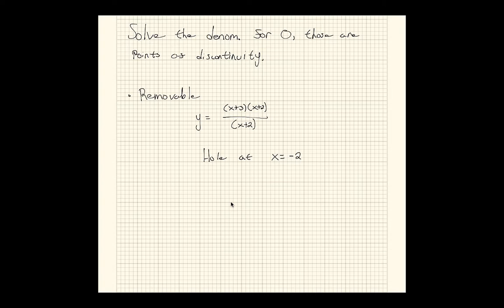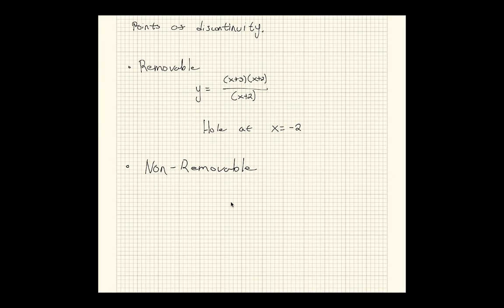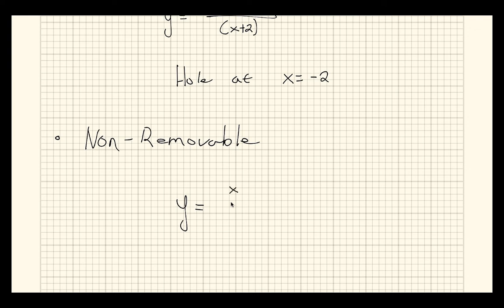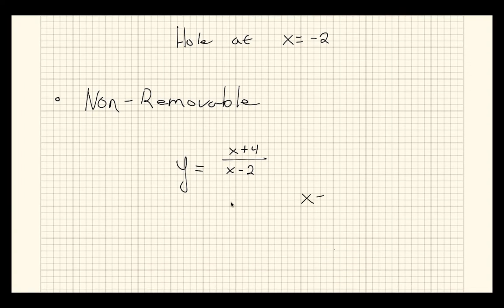However, a non-removable type would be like y equals x plus 4 over x minus 2. If we're trying to figure out where my points of discontinuity are there, all you're doing is taking the denominator and saying, where is that going to be 0? You can solve that easily by saying x is going to be 2. So we don't have a hole there, we have a vertical asymptote.